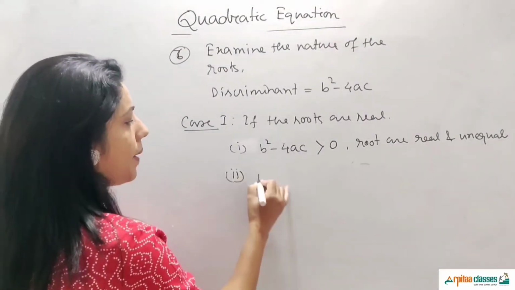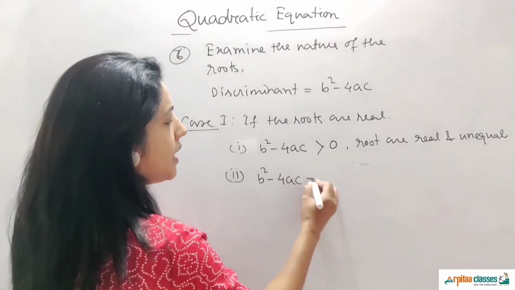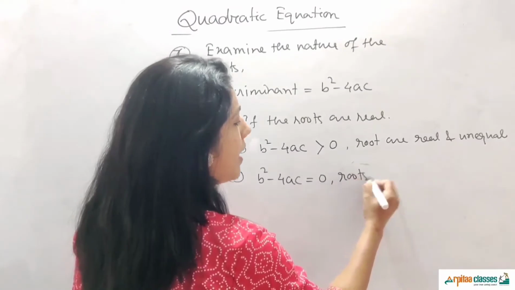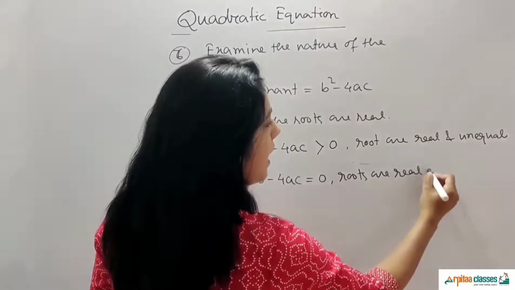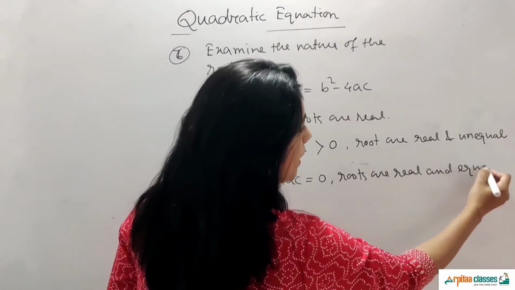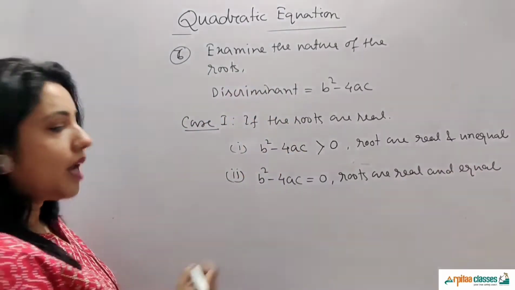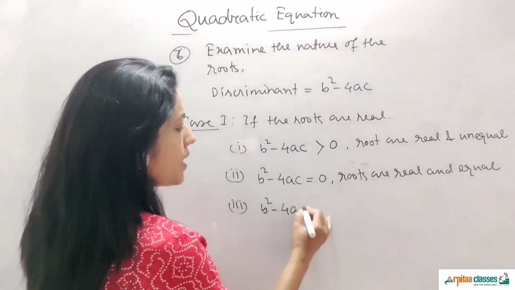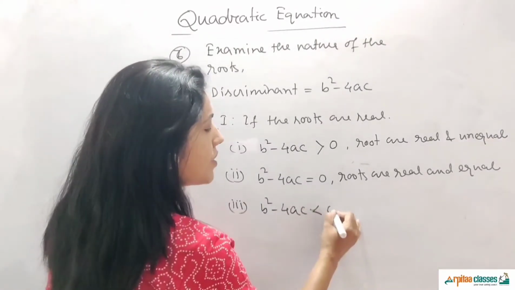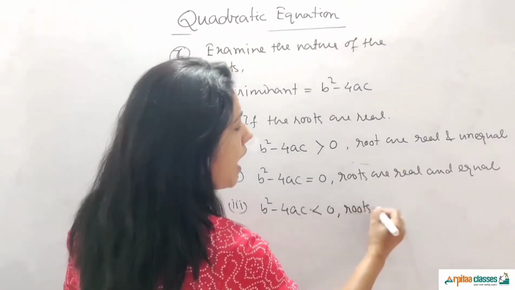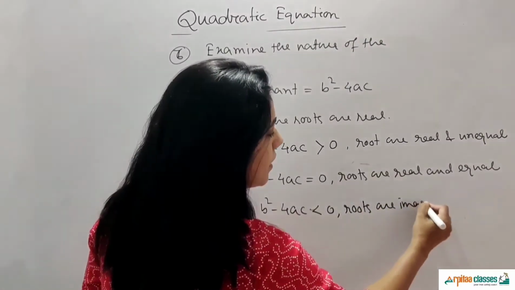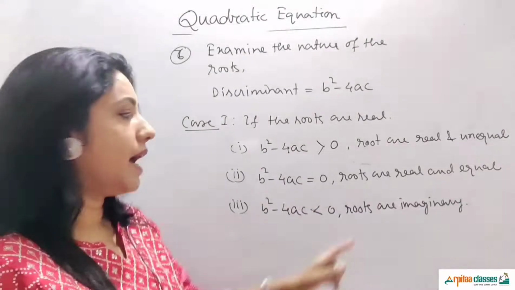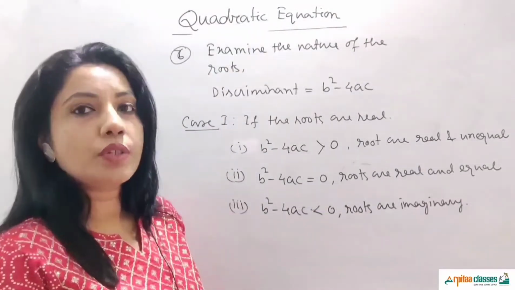Second criteria, b square minus 4ac is equal to 0, roots are real and equal. Now we come to the third criteria, b square minus 4ac is less than 0, roots are imaginary. The meaning of imaginary roots is that they are unreal, that is, they are not real roots.